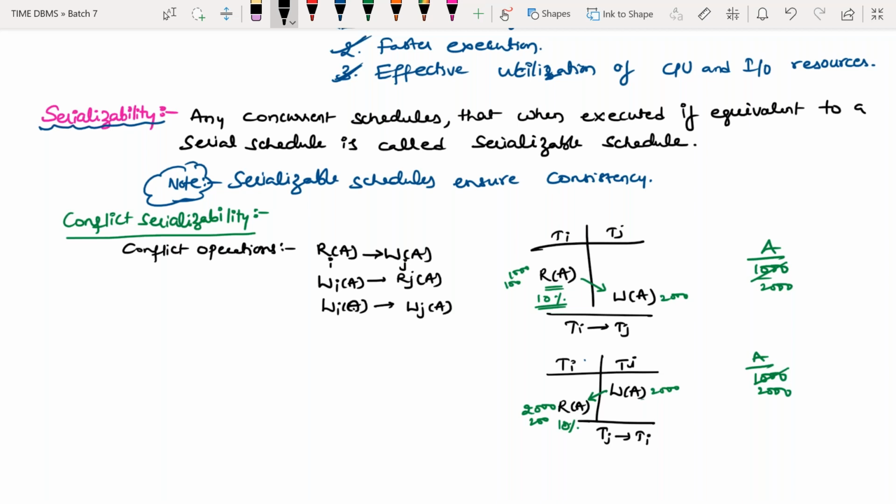The same reason is applicable for read-write and write-read. If you change the order, you get different results. The same logic is applicable for write-write also.